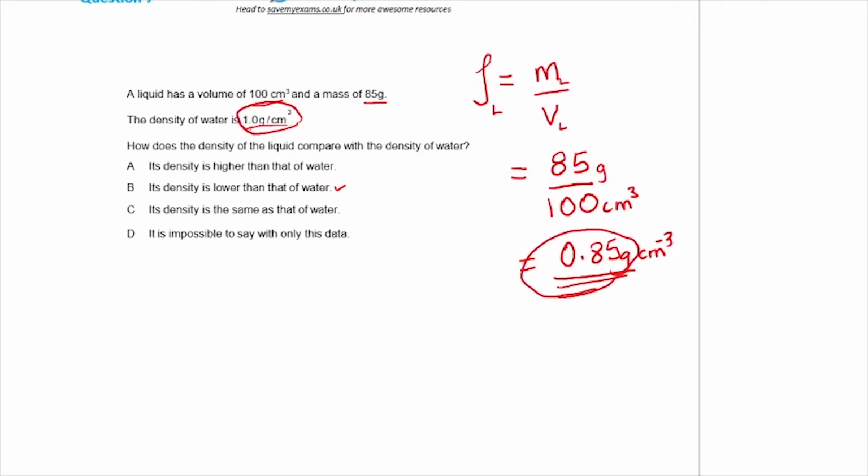So B is correct. Let's look at the other options. Its density is the same as that of water? Nope. It is impossible to say with only this data? It is possible to say with the data. So the answer is B.